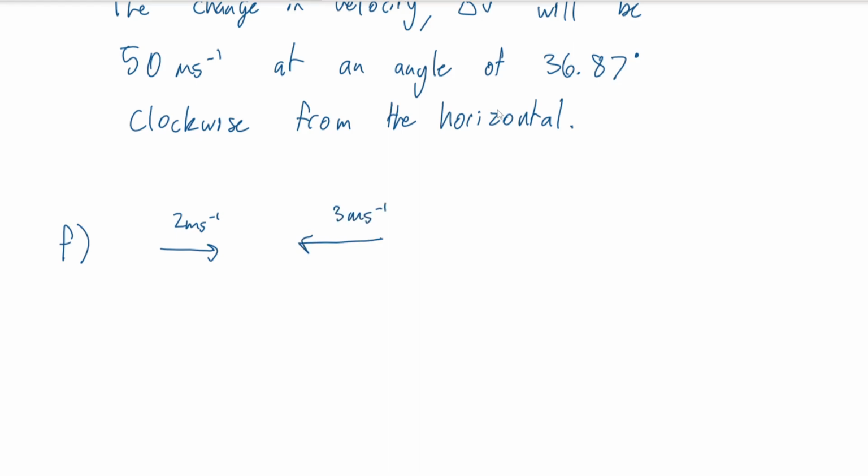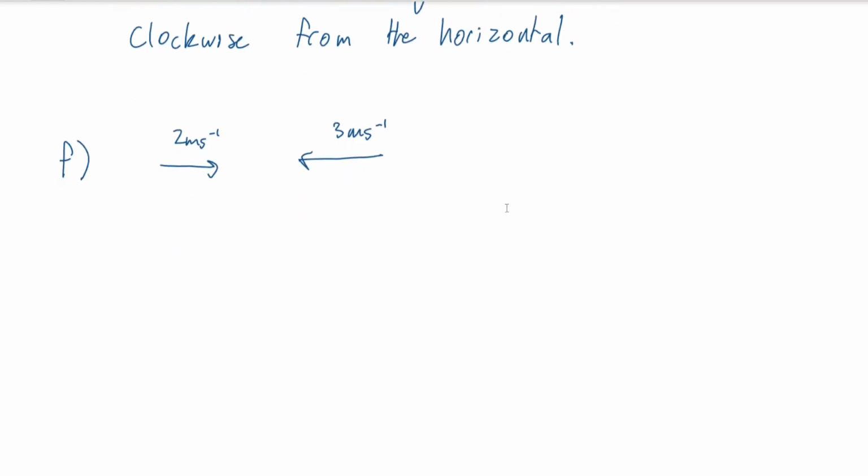And notice how I drew their vector of 3 meters per second a bit longer, right, to indicate the magnitude. Now, their velocity relative to you. So let's have a think. You're going towards them at 2 meters per second. They're coming towards you at 3 meters per second. So it'll appear like they're moving towards you at 5 meters per second.